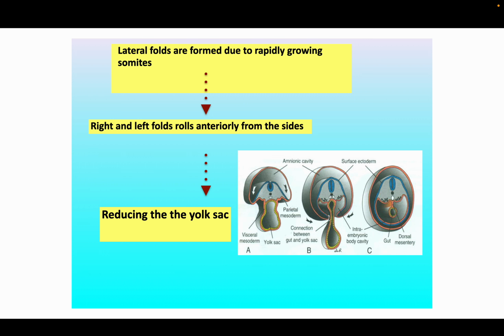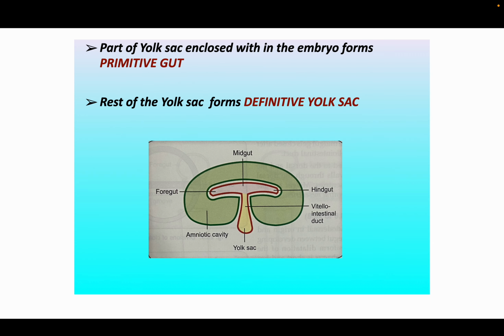So from all around, that is anterior, posterior, and from the lateral sides, it is enclosed by these folds which are just developing. Now the part of the yolk sac enclosed within the embryo forms the primitive gut, as I have told you earlier. The rest of the yolk sac forms the definitive yolk sac.